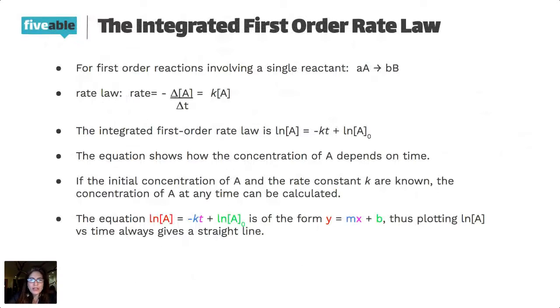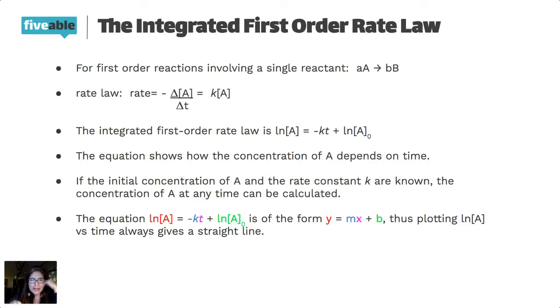Okay, so let's continue. The integrated first order rate law would be this one. If we integrate this equation, this is what we're going to get: the natural logarithm of the concentration of A equals negative k times time plus the natural logarithm of the initial concentration of A. This equation shows how the concentration depends on time. If we know the initial concentration of A and the value of k, then any other concentration throughout the reaction can be calculated.